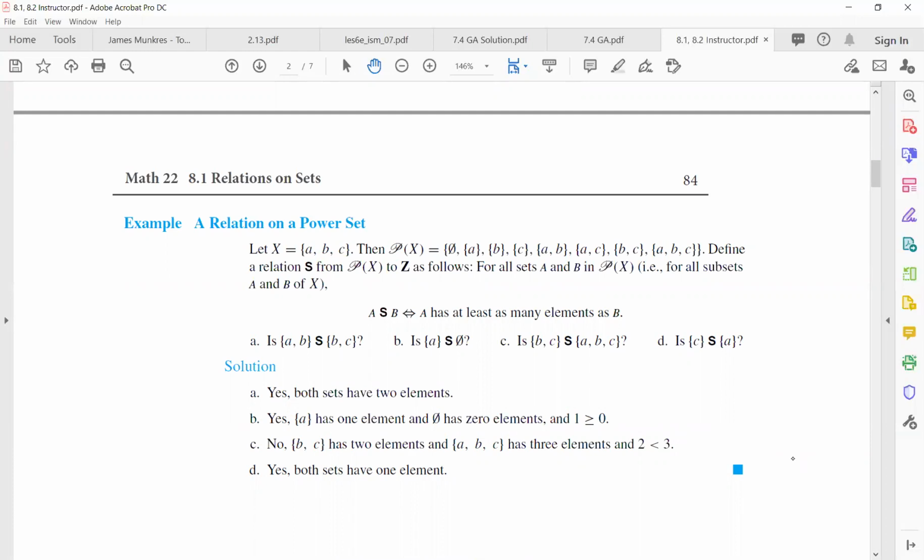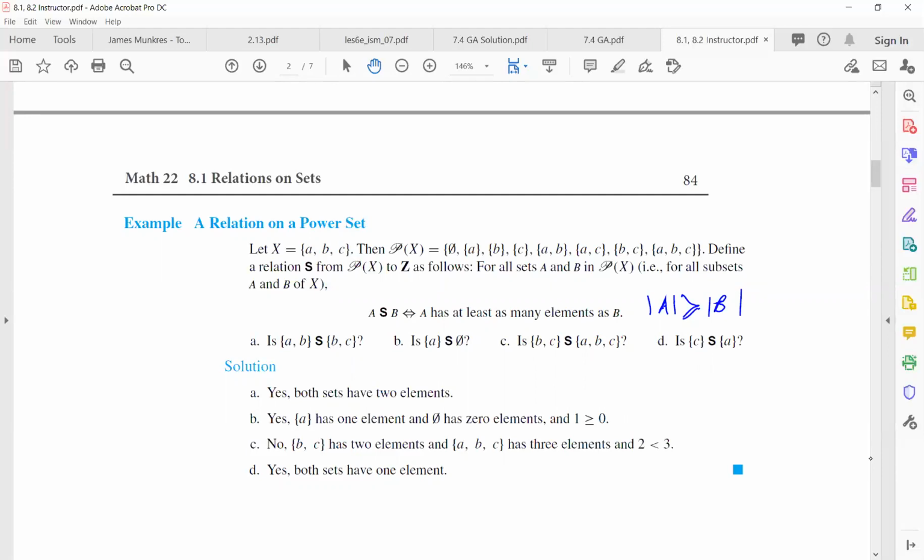Now we define a relation S from the power set of X into Z, the collection of integers. We define it this way. We say that subset A is in relation with subset B through S if and only if set A has at least as many elements as B. So the cardinality of A must be greater than or equal to the cardinality of B.